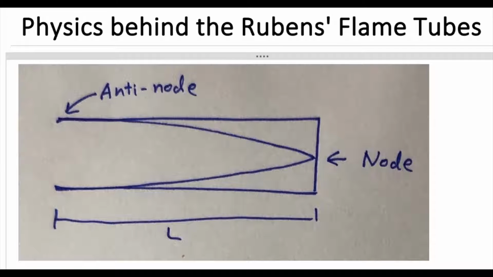To understand the physics behind the Rubens flame tube, we have to understand the basic concept of the closed-ended pipe. If the pipe is closed-ended at one side and open-ended at the other side, the open-ended side has to end with an antinode, and the closed-ended side has to end with a node.